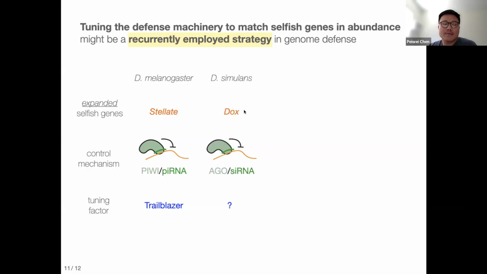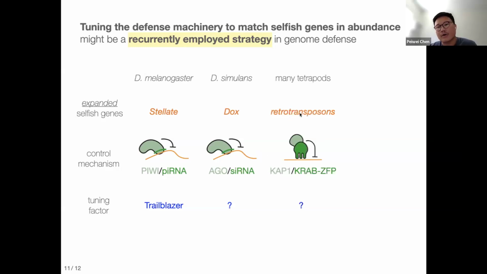But in Drosophila simulans, there's actually a different selfish meiotic driver gene family that underwent a recent copy number expansion, and they are recognized by recently evolved siRNAs. In many tetrapods, we see different families of retrotransposon undergoing lineage-specific copy number expansions, and they are controlled by recently duplicated KRAB zinc finger proteins, KRAB ZFPs. While people have always focused on identifying individual siRNAs and individual KRAB ZFPs to recognize the emerging selfish genes, our work predicts important tuning of the expression of AGO protein and CAP1 protein to enable a robust genome defense.